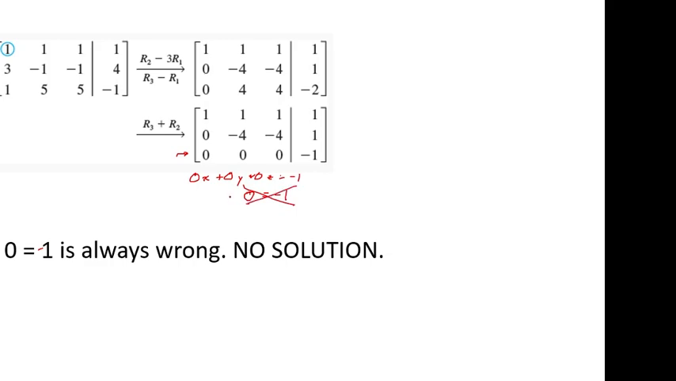If you see something like that, that means your original system of equations of, in this case, x plus y plus z equals 1 for this row, 3x minus y minus z equals 4 for this row, and x plus 5y plus 5z equals negative 1 for this row, is inconsistent. There is no solution. Okay? So 0 equals not 0 is always wrong and means no solution.